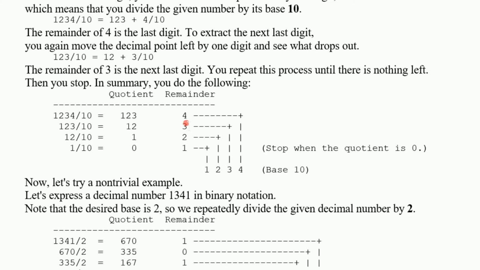And here you can see 1 2 3 4. So 4 is the remainder, then 4 3 2 1, and that we will write as 1 2 3 4.